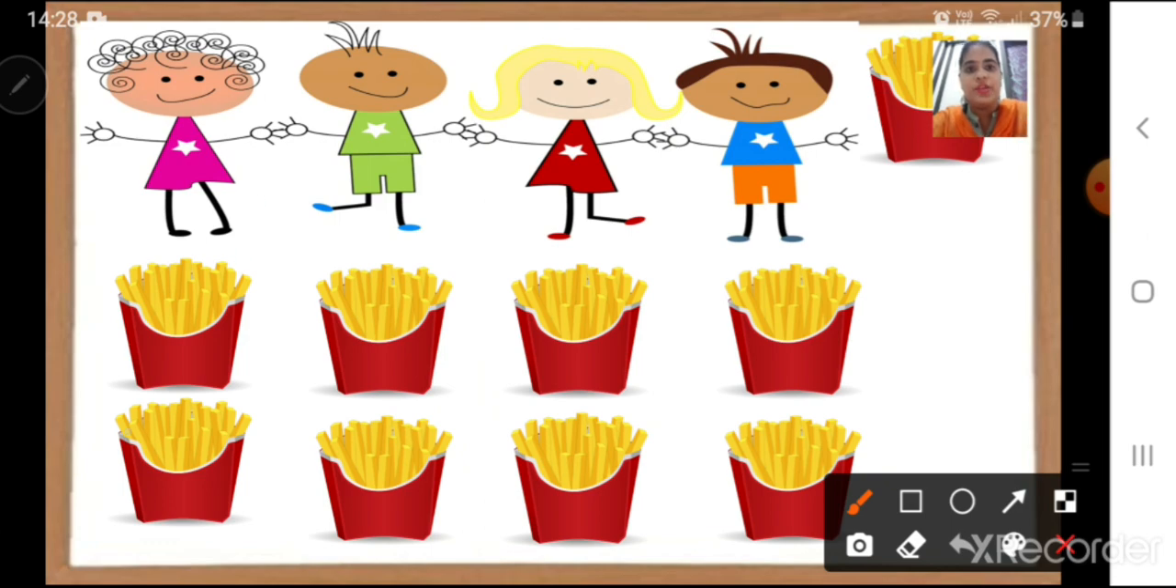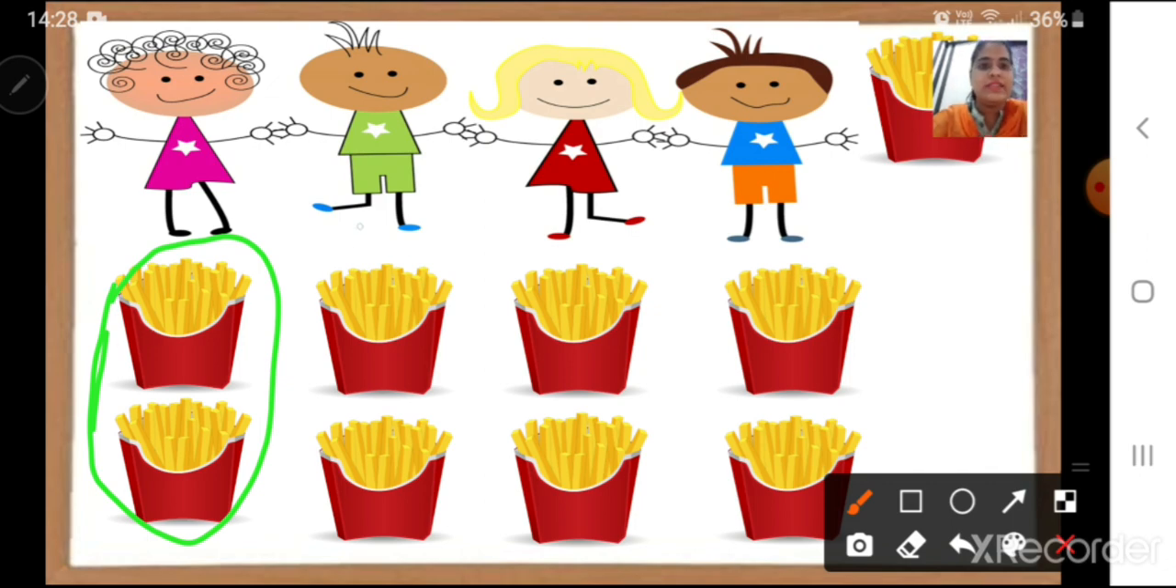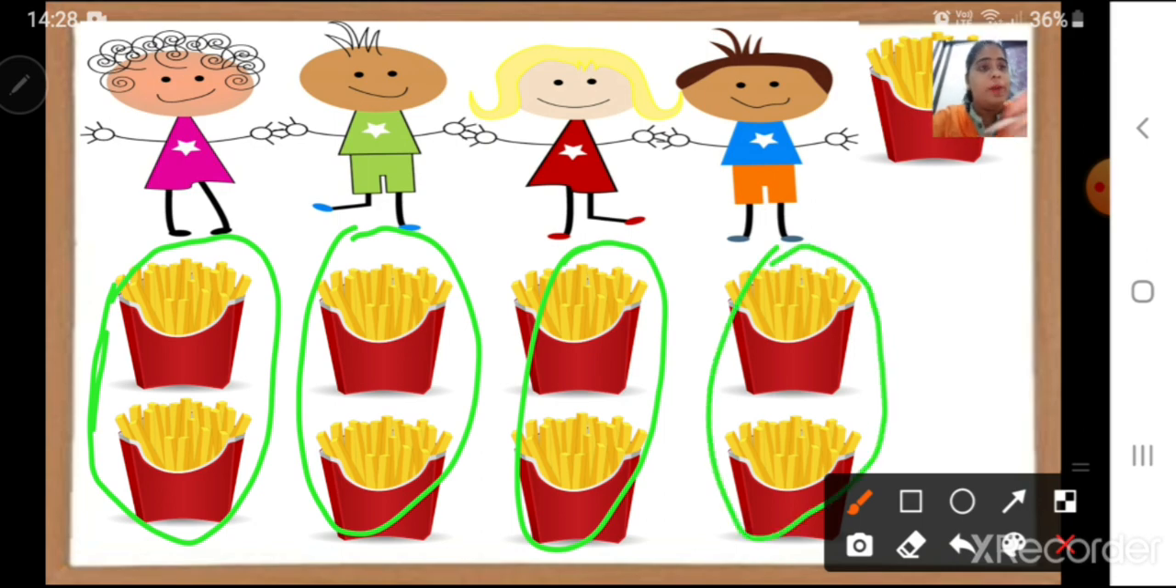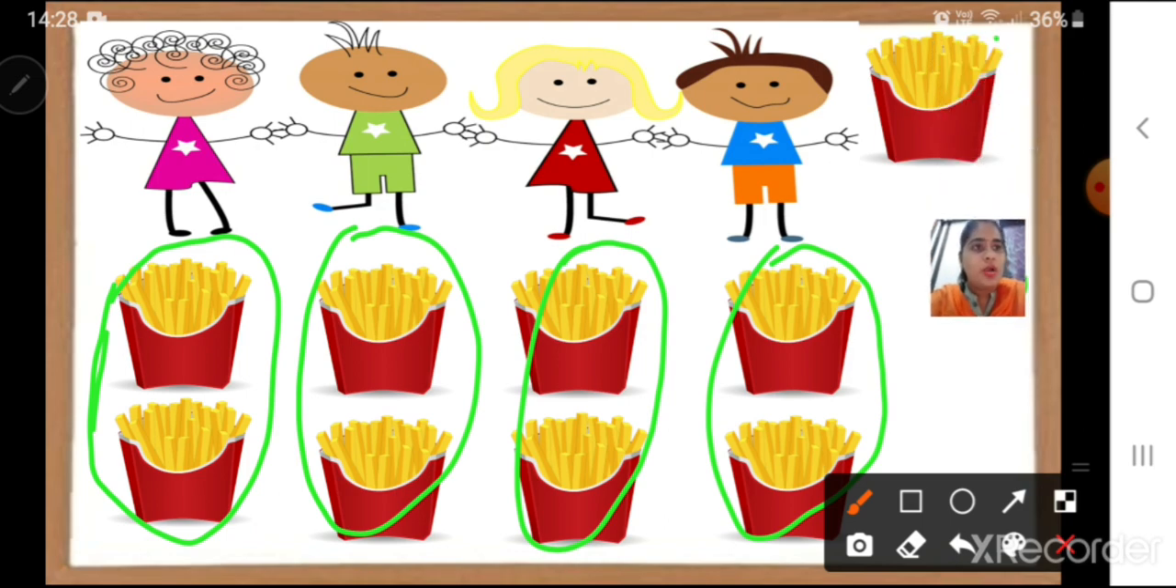Right children? Now you can see here the first girl, she has got 2 packets, then another 2 packets, another 2 packets, and the last one also has got another 2 packets. Correct? But here you can see there is one more packet of French fries which is left. Now who will eat that? Now they are going to fight, I want this packet. Correct? So this one is the leftover. We cannot divide it equally among all of them. In this case, this one packet which is left is known as the remainder.